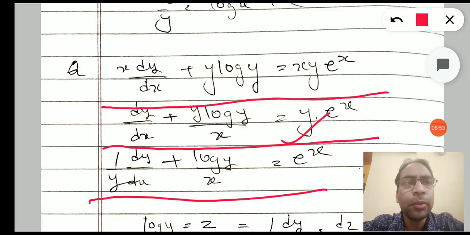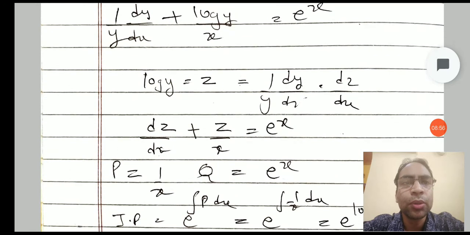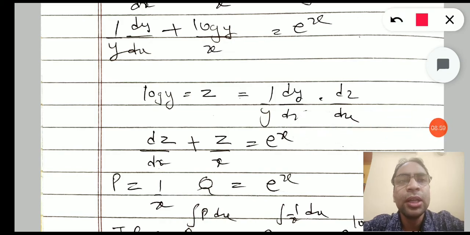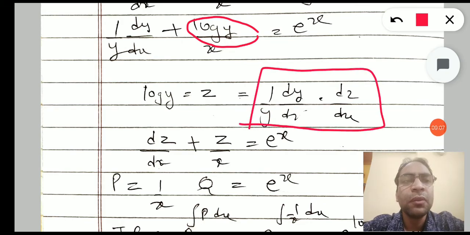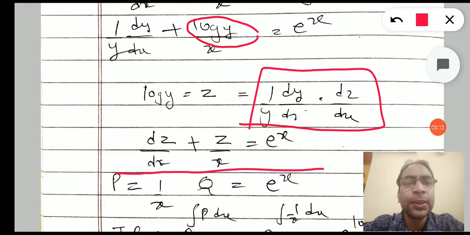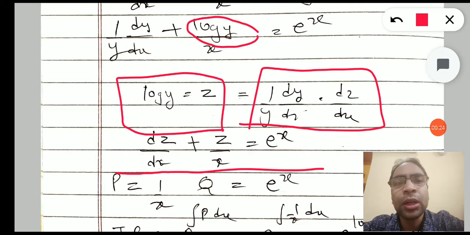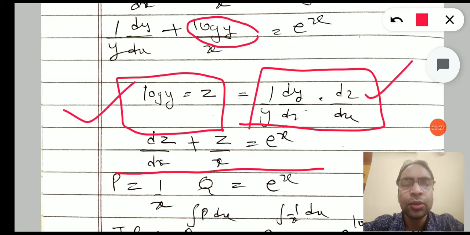Now we need to perform the second step of reducing, that is substitution. We substitute the term with y here. So log of y is substituted as z, and on differentiating this gives 1 upon y dy by dx is equal to dz upon dx. From this we can replace dy by dx also. Performing these two substitutions, log y is z and the other is this, the equation becomes dz upon dx plus z upon x is equal to e to the power x.